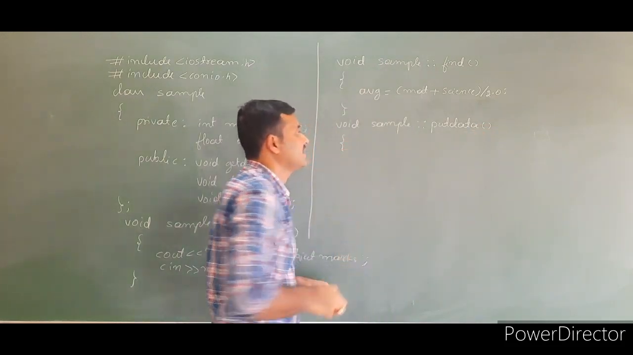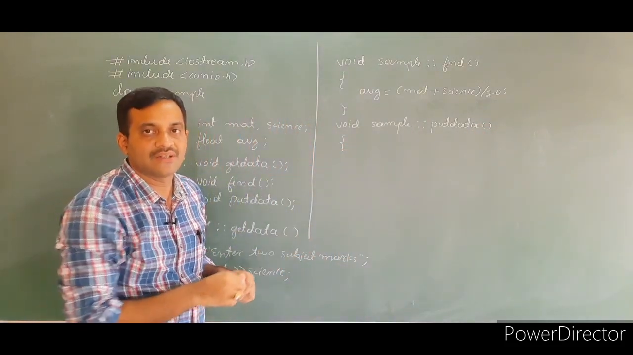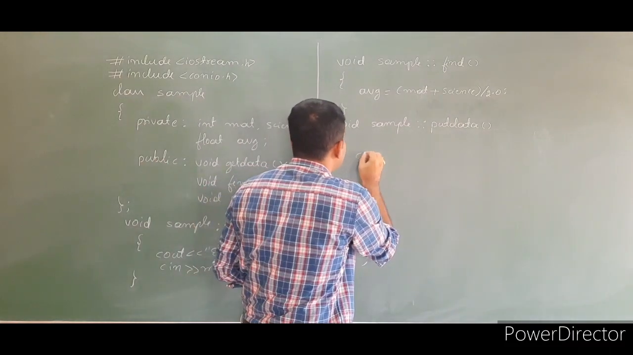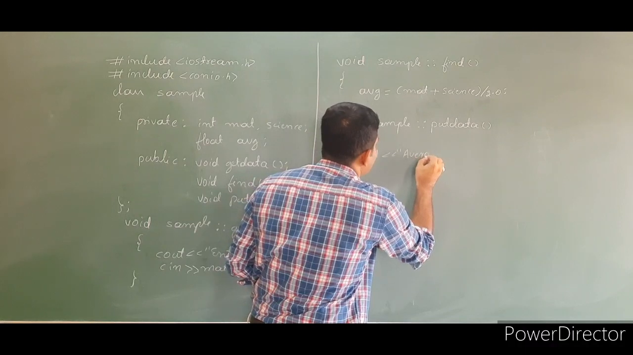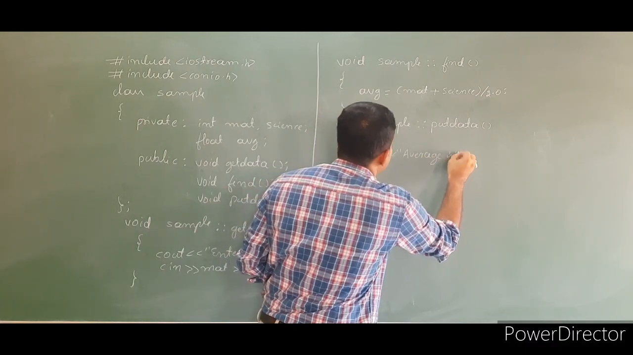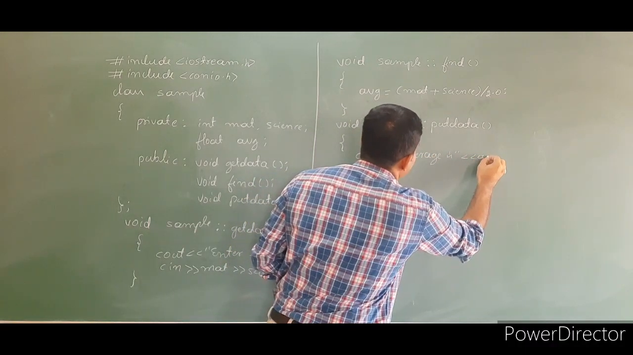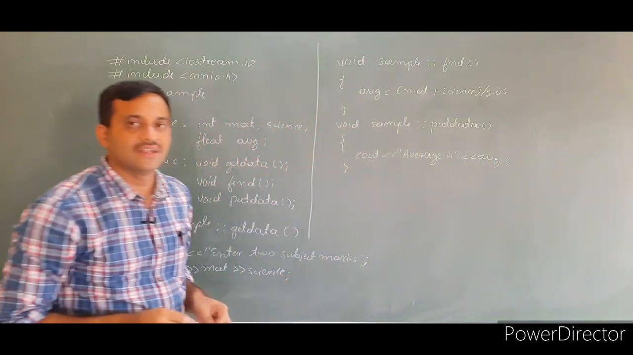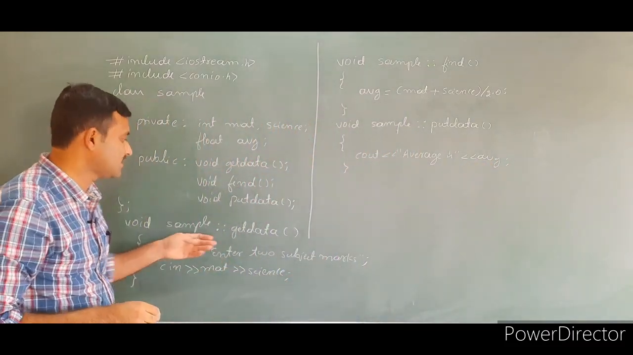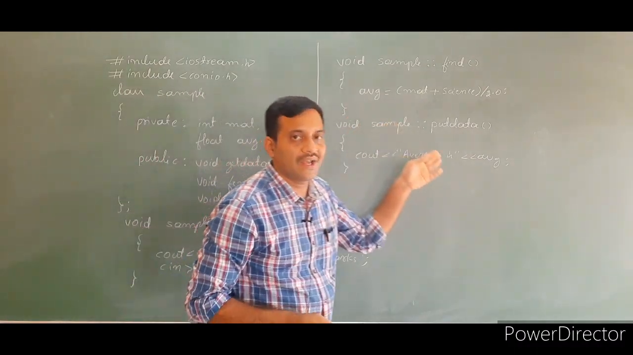Then the last one is void sample scope resolution putdata. So here we display the average variable. To display the average variable, cout average is, variable avg. Close the function. So here we declare three functions: getdata, find and putdata.